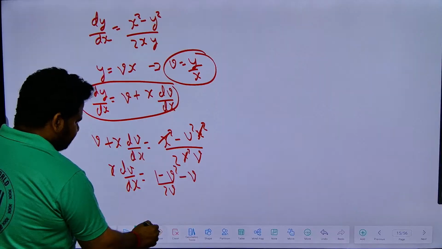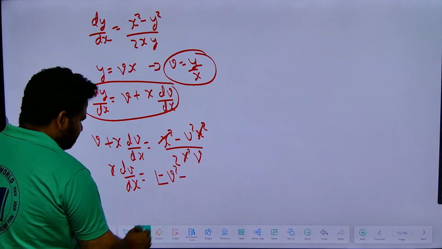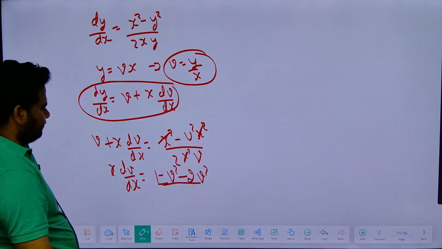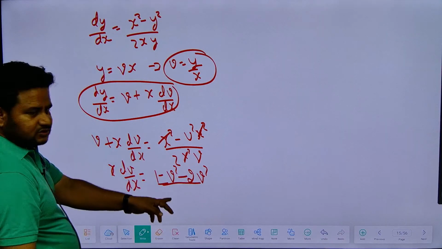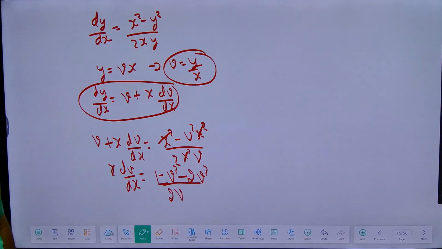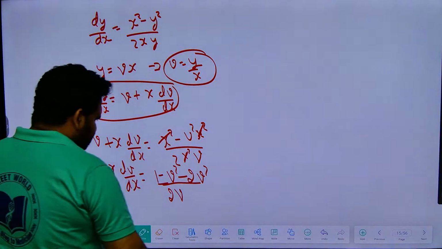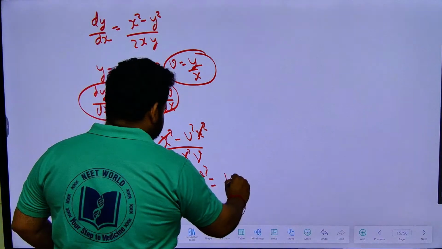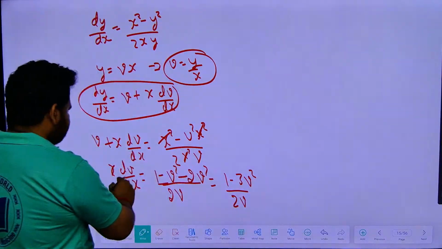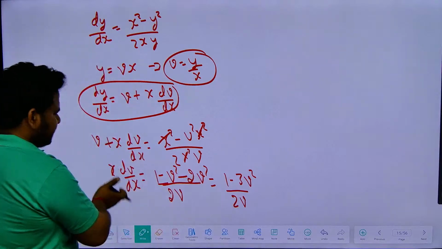Or if I take the LCM, this will become minus 2v square. This is what we will have. Now this will become 1 minus 3v square by 2v. So dv is there. What I can do is send this side, and dx I can send this side.